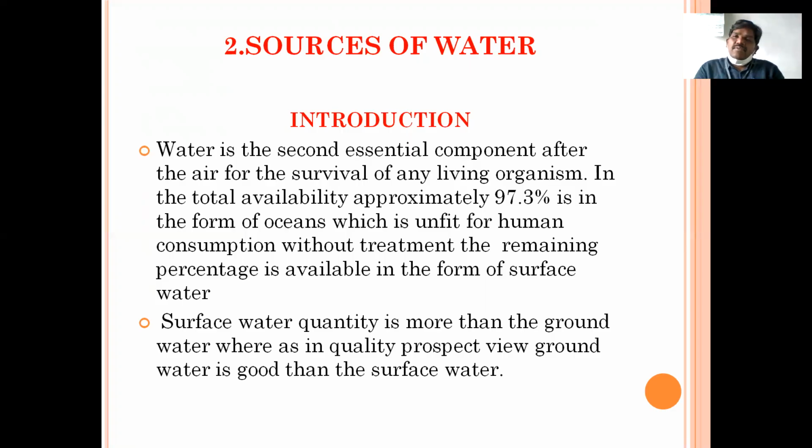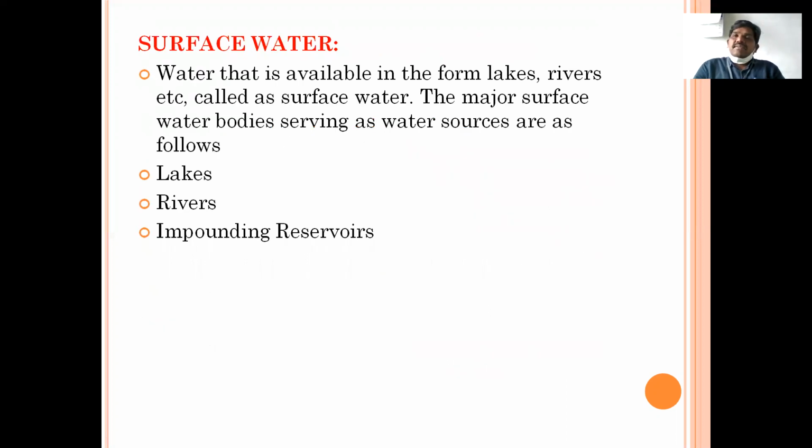When we make an attempt with respect to quality and quantity, with respect to quality, groundwater is better than the surface water. With respect to quantity, surface water is more than the groundwater. See here, that's what I mentioned here. Water is the second essential component after air for the survival of any living organism. See here, the total availability is approximately 97.3% in the form of oceans, which is unfit for human consumption without treatment. Whereas the surface water quantity is here. The next point is surface water quantity is more than the groundwater, whereas from the quality perspective, groundwater is better than the surface water. Now we'll discuss surface water.